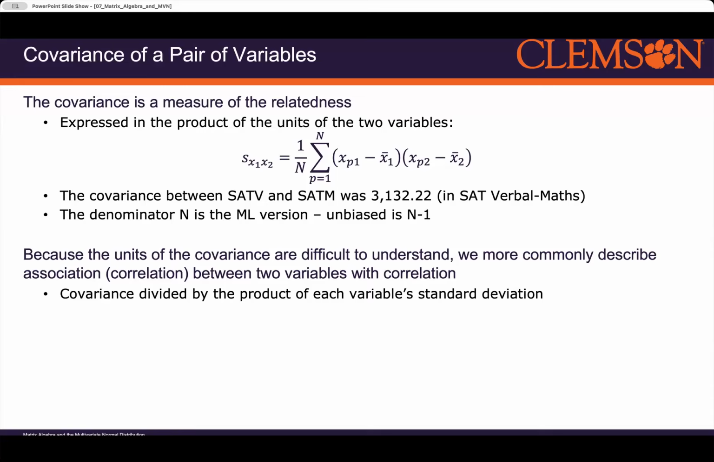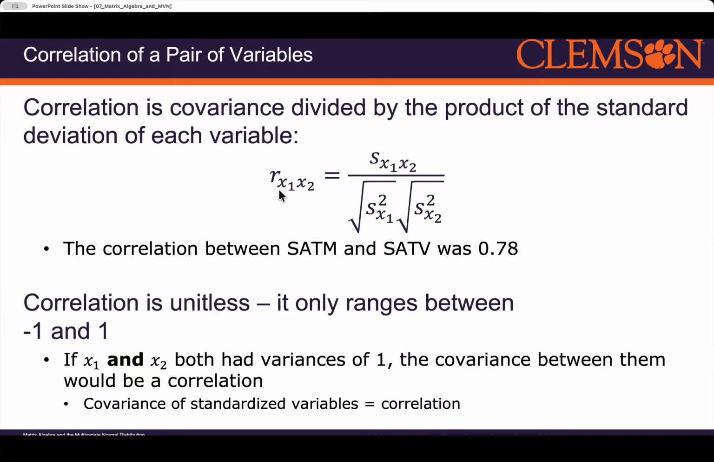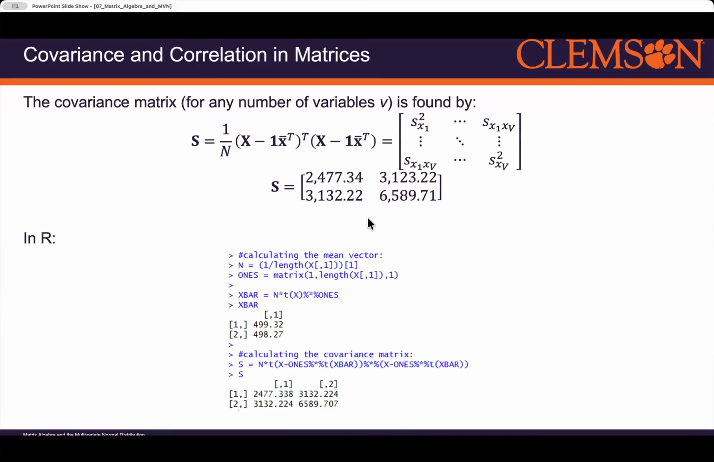Now, because units of covariance are difficult to understand, we more commonly describe association with a correlation, right? And it turns out if we want to get a correlation matrix, we could just take this covariance and divide it by the product of each variable's standard deviation, right? So a correlation is the covariance divided by the product of standard deviations, this being the variance in the square root here. We like that.